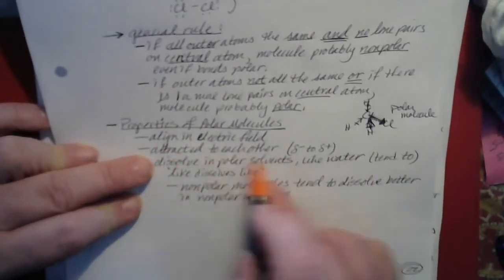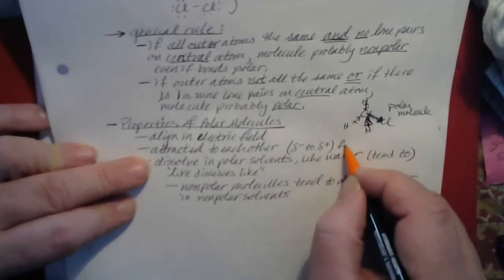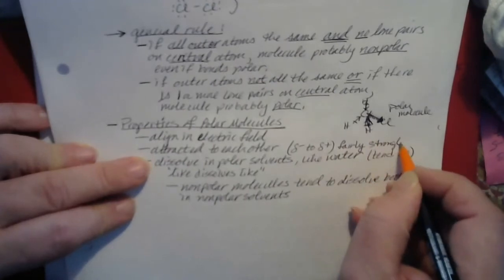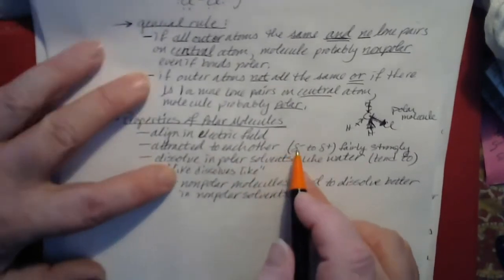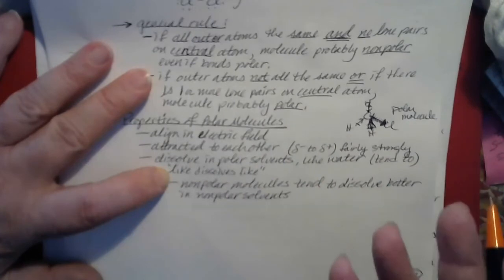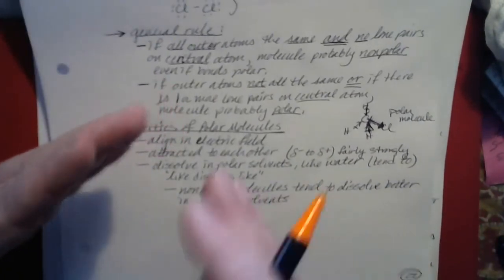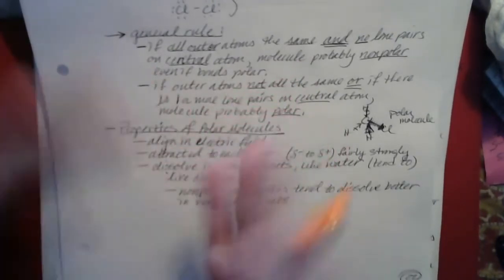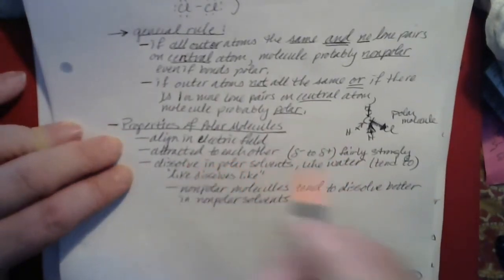Polar molecules are attracted to each other fairly strongly. And that's because polar molecules have part of the molecule that's positive and part of the molecule that's negative, and those opposite charges will be attracted to each other. So you'll have the positive part of one molecule attracted to the negative part of the molecule next door, and vice versa. And so they're fairly strongly attracted to each other.